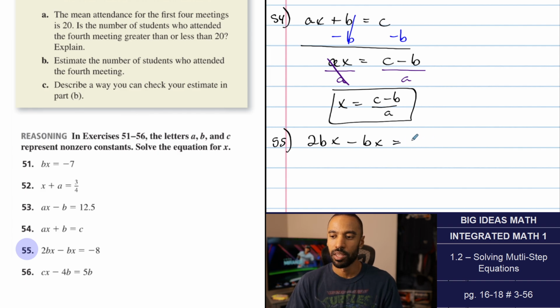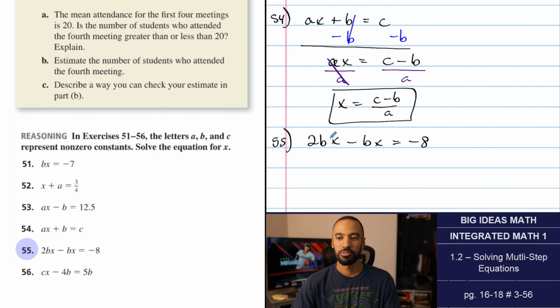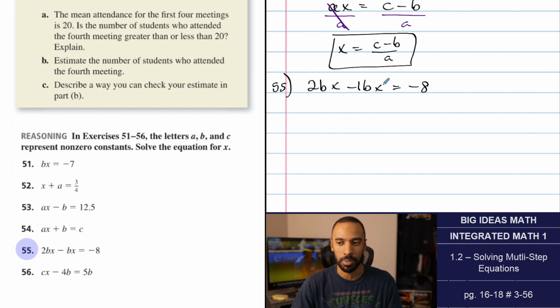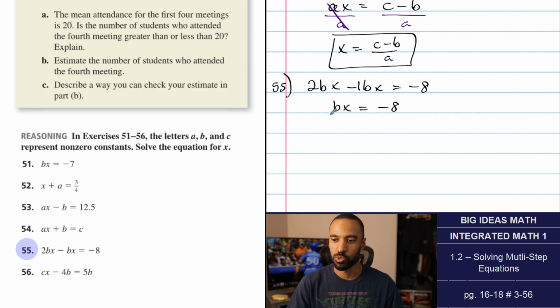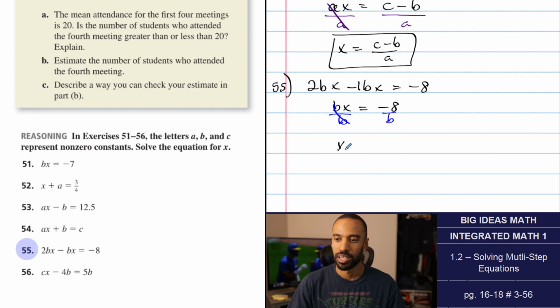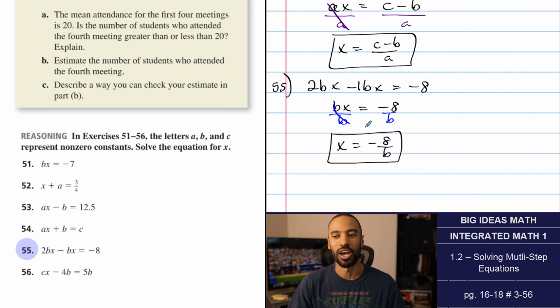Okay, let's do that again. I want to combine like terms. 2 times b times x and -1 times b times x are like terms. They both share the bx multipliers. 2 minus 1 is 1. You're left with 1 times b times x right here, or just bx. Forget what I said about factoring. We're good. All right, b is multiplying with x. We can divide both sides by b, and we will get x equals -8 over b. Okay, that's fine. We're good.